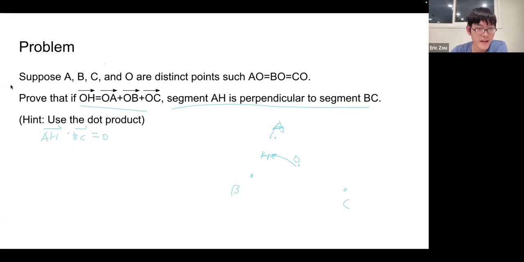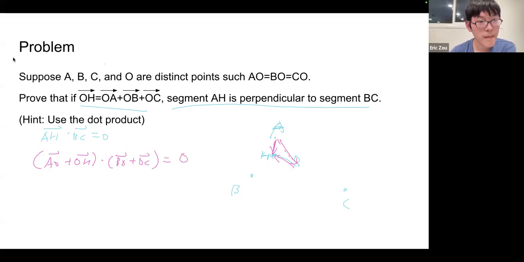Alright, let me just give the other hint away. If you look at the geometric interpretation of AH, which is this arrow, we can write it as a combination of this arrow and this arrow. So AH is AO plus OH. And BC similarly is BO plus OC. So we only need to prove that the dot product of these two vectors is 0. Wait, I'm sorry, this is not BO. Oh, this is BO plus OC. I'm sorry.